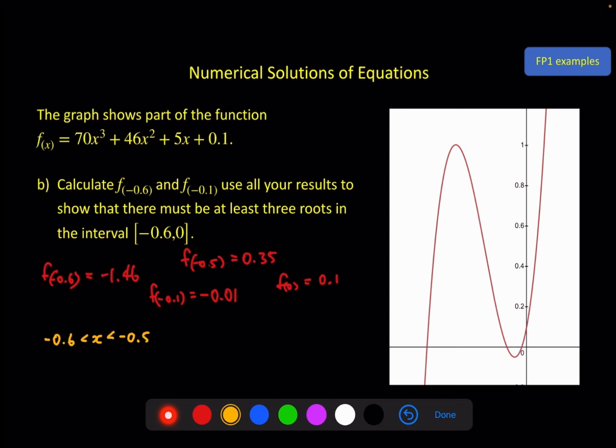And then from minus 0.5 to minus 0.1, it changes sign again. So there must be at least one root in here. And then from minus 0.1 to 0, it changes sign again, so there must be at least one root in there. Putting this together, there must be at least 3 roots from minus 0.6 to 0. And of course that agrees with what we see on the graph, and suggests that minus 0.6 is to the left of this point here.